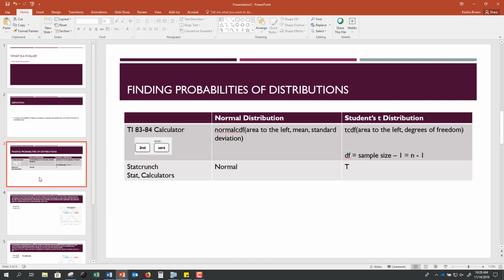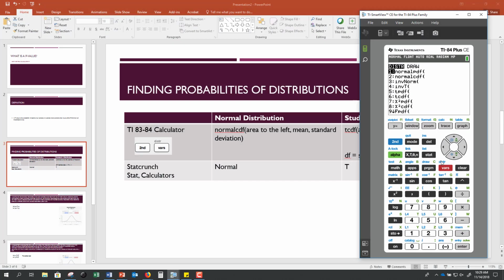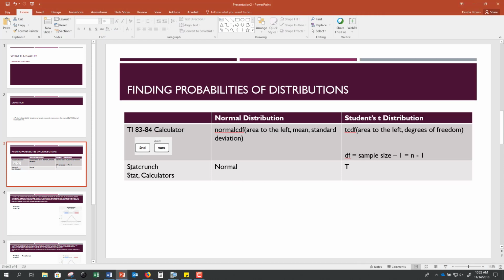The underlying functions that you need to know how to use here are the normal distribution and the student's t-distribution. If you're a calculator person, the function that you're going to be using is normal CDF. And if it's a student's t-distribution, it's tCDF. Both of these are located under the second and vars button, which is your distributions button here. If you're a StatCrunch person, then you're going under Stat and Calculators, then you're finding Normal or you're finding T.